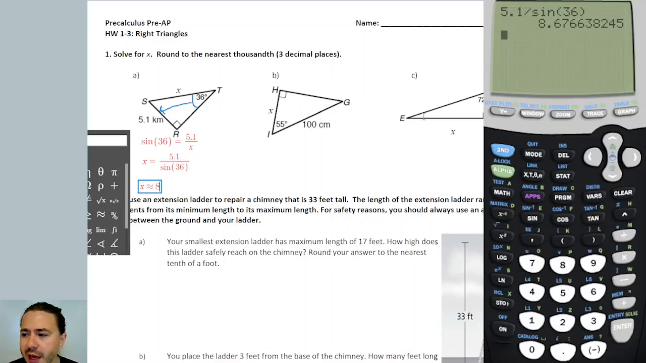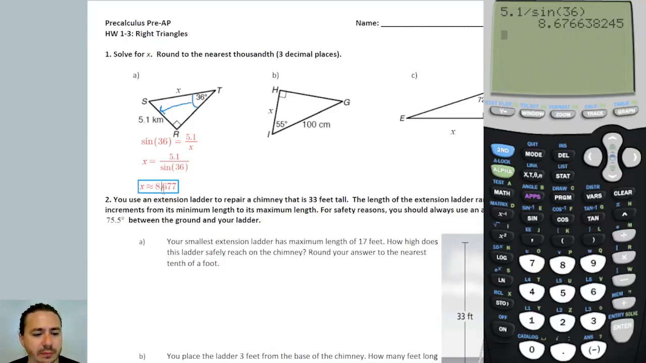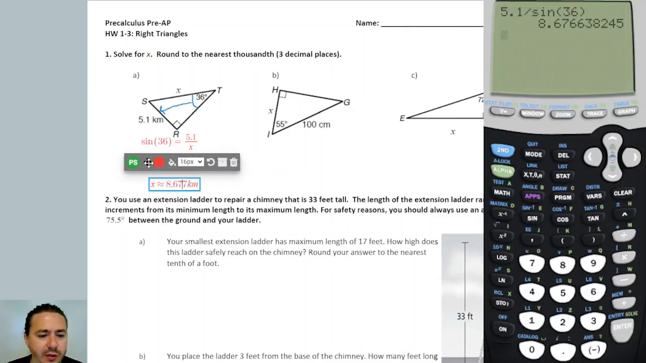So that means we're going to write this as x is approximately, because we are rounding, very important, approximately 8.676 would be if we truncated, but if we're going to round, we look to the next decimal, and since it's greater than 5, we're going to round up to 7. So we get about 8.677. And we do have some units here, it's in kilometers. If it doesn't have units, you can just leave it without the units, but if they do give you units, let's go ahead and include them. So there's our 1A in the books.